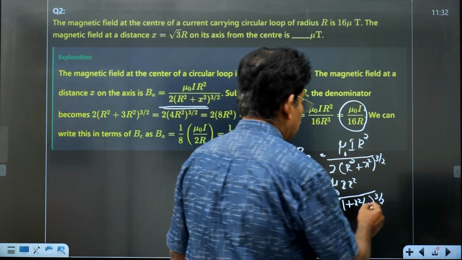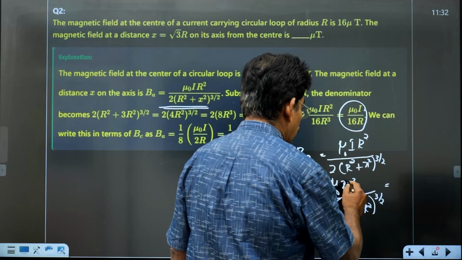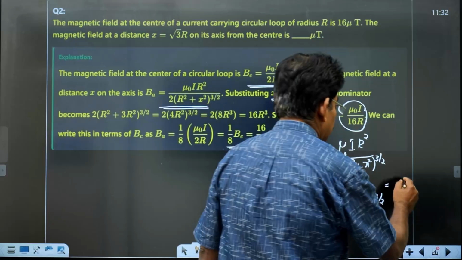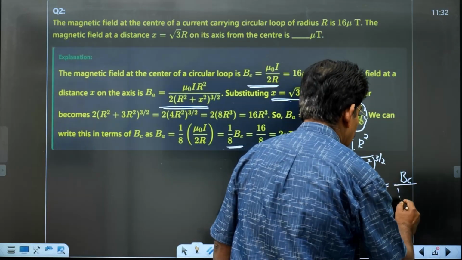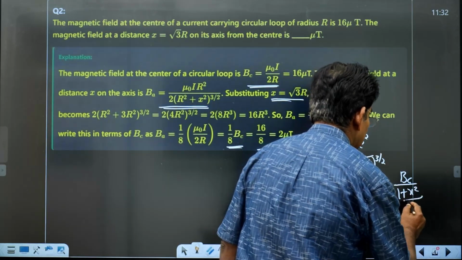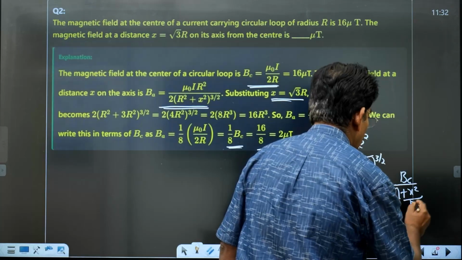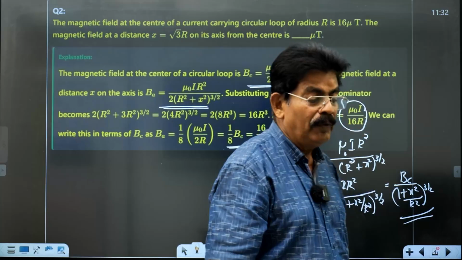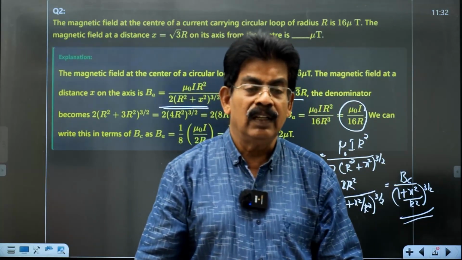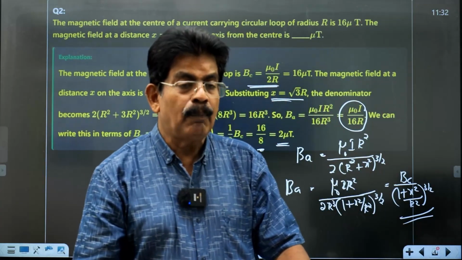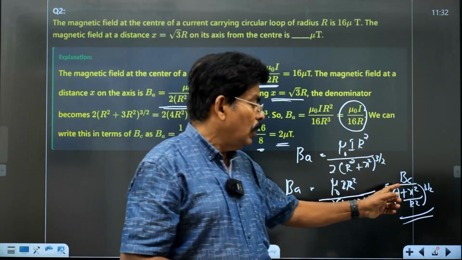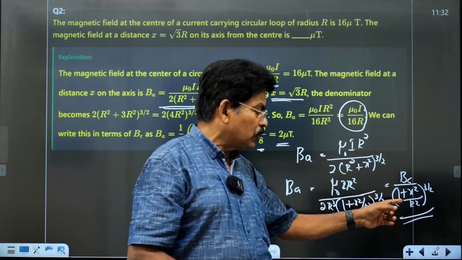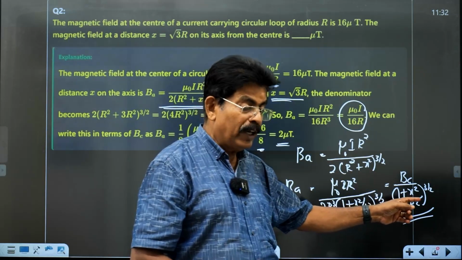And what is mu 0 I by 2R? The R squared gets cancelled, R cube there. It will be mu 0 I by 2R, that is B at the center, divided by 1 plus x squared by R squared whole to the power of 3 by 2. If you can remember this formula, it will be very convenient for you. Once again, the magnetic field at any point on the axis is equal to the magnetic field at the center of the circular coil divided by 1 plus x squared by R squared whole to the power of 3 by 2.